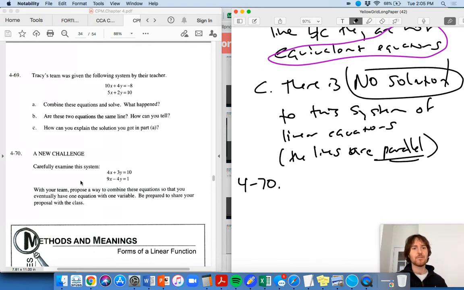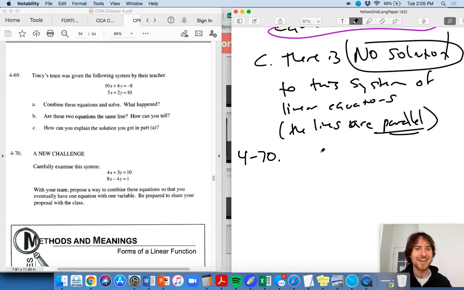All right, let's do it. Carefully examine the system. Remember, I'm meeting with somebody at 2:10, so I need to wrap this up very quickly. Carefully examine the system. We got that equation, that equation. With your team, propose a way to combine these equations.